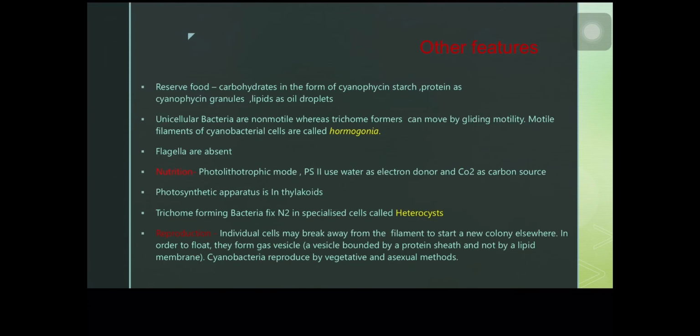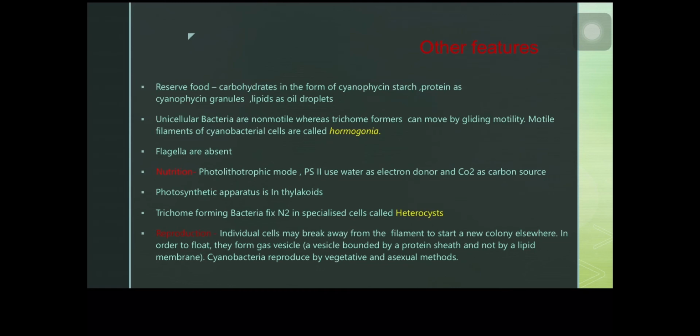Other features include the reserve food materials. The reserve food material is in the form of starch, termed cyanophycean starch. If it is protein, then it is called cyanophycean granules, and if it is lipid, it is called oil droplets. When it comes to locomotion, the unicellular cyanobacteria are non-motile, but the trichome formers can move by means of gliding, and those motile filaments of cyanobacteria are called hormogonia. Flagella are absent.